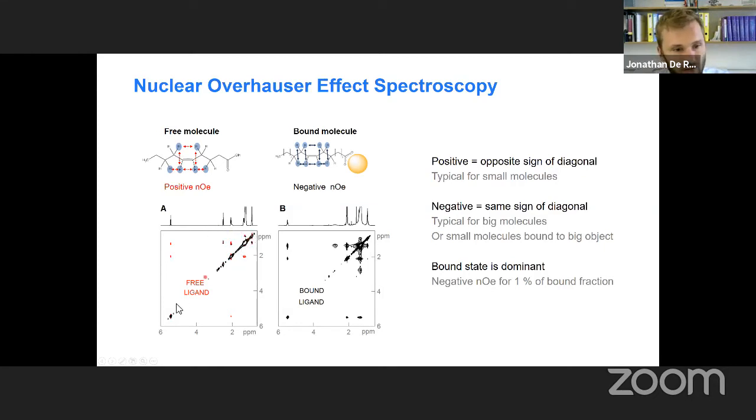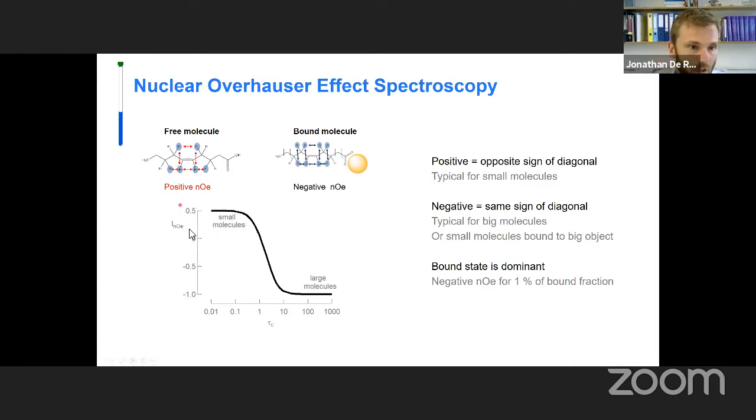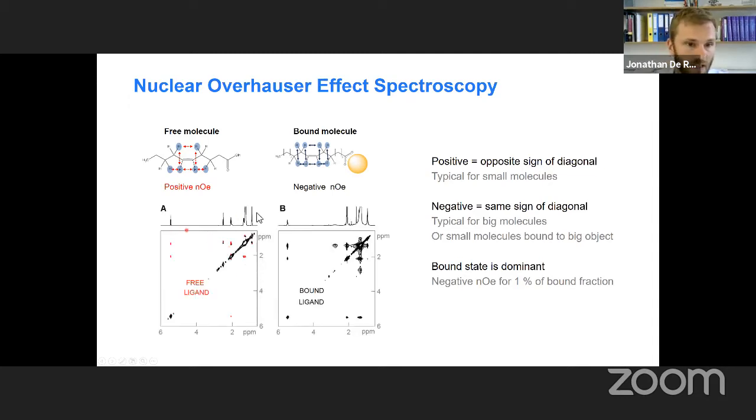Now, the diagonal per default is always negative. So if the color is the opposite of the diagonal, so here the diagonal is black, this crosspeak is red, so that's a positive NOE. Let's go back here. Okay, when it's a positive NOE, then we are in the range of a small molecule. So yes, this is oleic acid that is simply not bound. But if oleic acid, for example, is bound to a nanocrystal surface, then you see the same color as the diagonal, and then you have these negative NOE crosspeaks, which means, yes, it is bound to a nanocrystal.